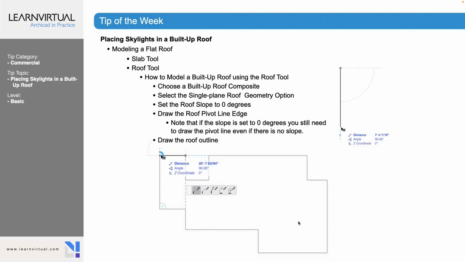To draw that roof outline, you're going to start by drawing the roof pivot. So if you're just drawing a flat roof, you want to draw your pivot line, for example on this edge of the roof. Again, the pivot line is not going to mean anything to a flat roof. It's still going to be flat. There's not going to be anything pivot because it's all flat. However, whenever you're drawing a roof, the first step, even if it's going to be flat, is to draw a pivot line. So you draw a pivot line first, and then draw the roof outline after you do that.